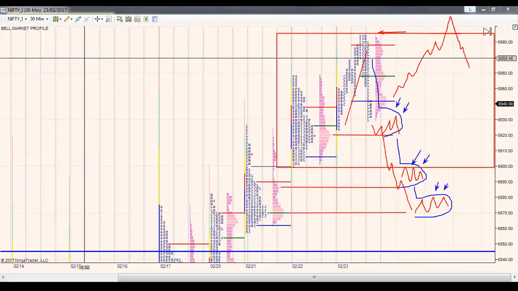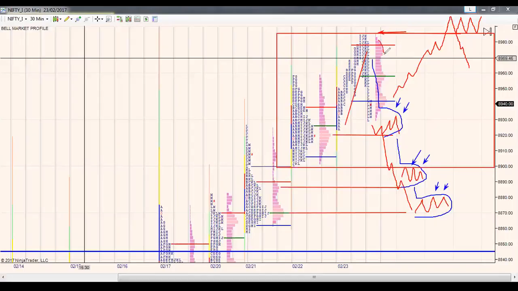The value is clearly higher, though the buyers are trapped, the value is clearly higher. And if this just turns out to be an inventory adjustment, then we can move up, take out these highs, and if we do not reject and start finding acceptance, then we all know what can be expected. We can expect even higher prices. So that is my analysis of Nifty.